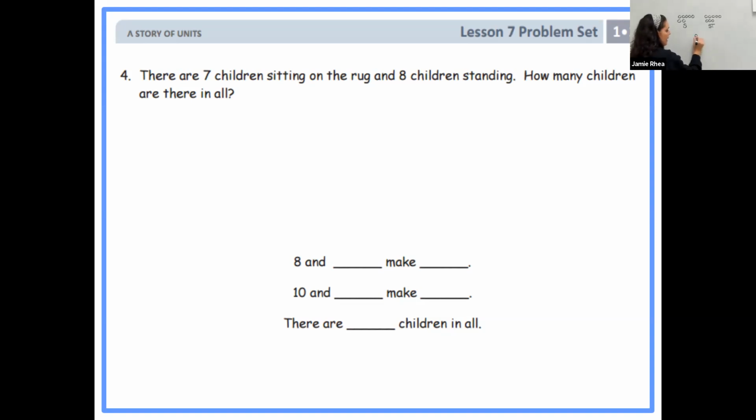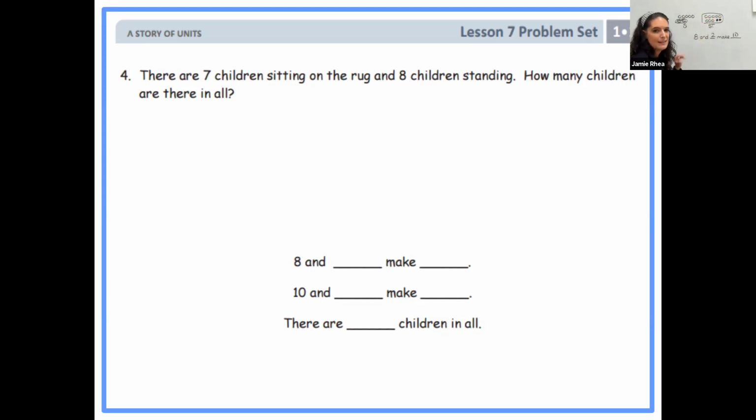8 and blank make blank. We want to make 10 using 8. How many more do I need to make 10? 8, 9, 10. I need 2 more to make 10. Now, am I going to take it from the standing children that have 8 in it, or am I going to take it from the sitting children that have 7 in it? I'm going to take it from the sitting because we want 8 to make 10. So I'm going to take these 2, cross them out, and I'm going to put them over here. Because now I have 10.